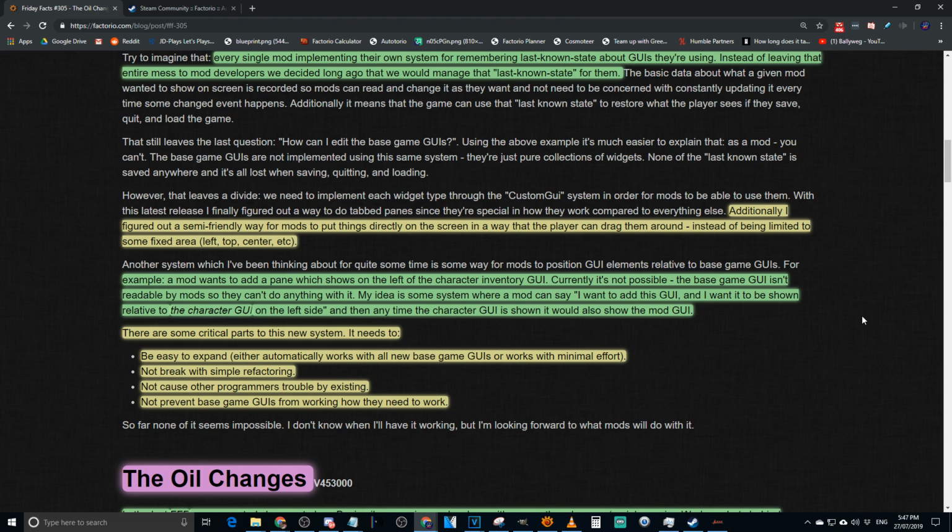And there are some critical parts to this new system. It needs to be easy to expand, either automatically works with all new base game GUIs or works with minimal effort, not break with simple refactoring, not cause other programmers troubles by existing. I love that that's in there. And not prevent the base game GUIs from working how they need to. Sounds reasonable to me. That's the most fundamental thing, that it can't interfere with how the base game works. Yeah, that one, and probably not causing other programmers trouble by existing. That would be the top two.